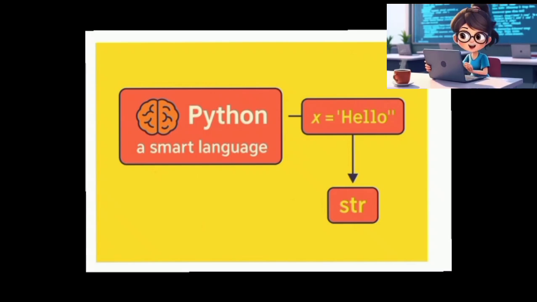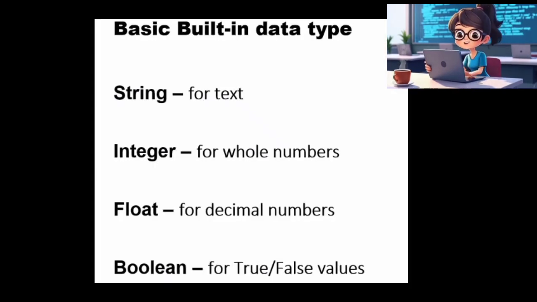So let's now take a look at the basic built-in data types in Python that every beginner should know. String for text, integer for whole numbers, float for decimal numbers, boolean for true, false values. Let's understand each one of them with easy examples.